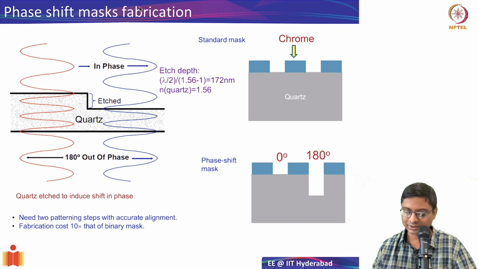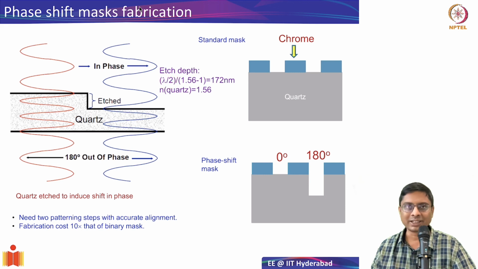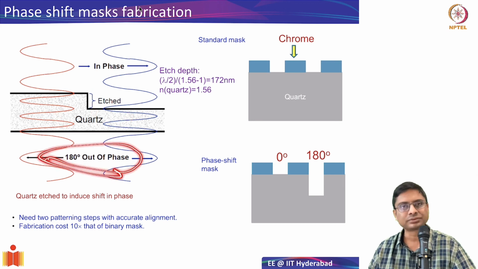So now you want an etch depth. What should be the etch depth to get a phase shift of 180? You can compute that. Basically 180 means I want lambda by 2, divided by the refractive index difference, glass is 1.56 minus 1, air is this much. So that will give 132 nanometers. So with 172 nanometers etch depth, you can get these two beams which are 180 degrees out of phase.